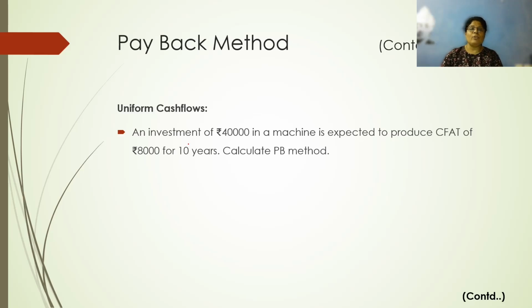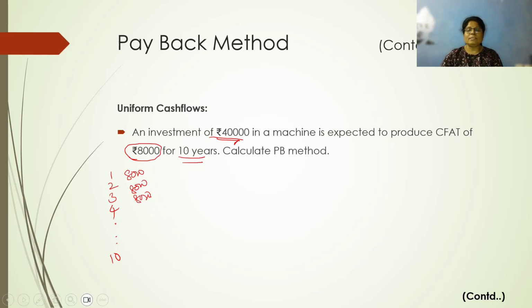This is an example of uniform cash inflow. You have an investment of 40,000, where that machine is going to generate cash flows of 8,000 every year, likewise for 10 years. So throughout the 10 years of the project, it is generating 8,000 per year. This kind of cash inflow we call a uniform cash inflow, because in all the years 1, 2, 3, 4, all the 10 years, it is generating the same cash inflow, that is 8,000, right? This is a uniform cash flow stream.